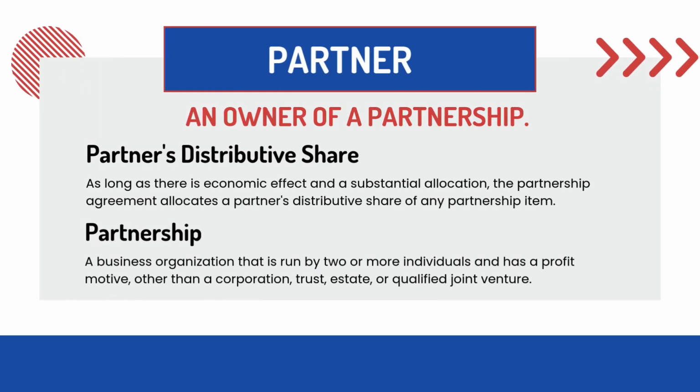Partner. An owner of a partnership. Partner's distributive share. As long as there is economic effect and a substantial allocation, the partnership agreement allocates a partner's distributive share of any partnership item. Partnership. A business organization that is run by 2 or more individuals and has a profit motive other than a corporation, trust, estate, or qualified joint venture.